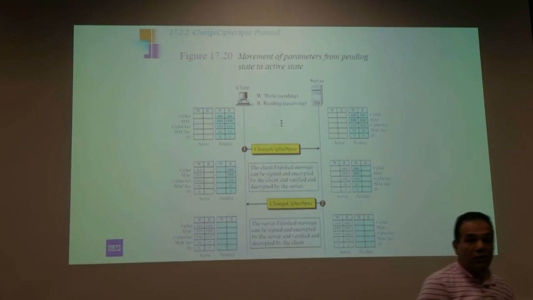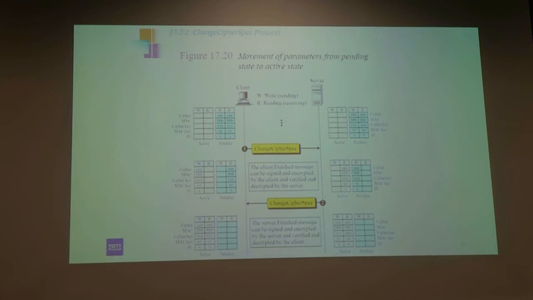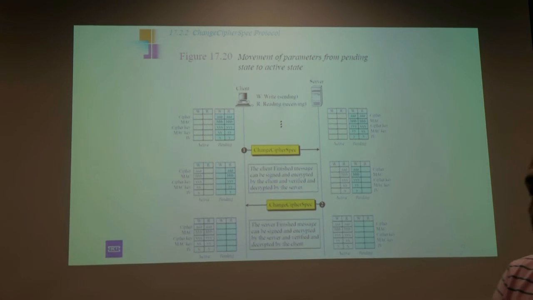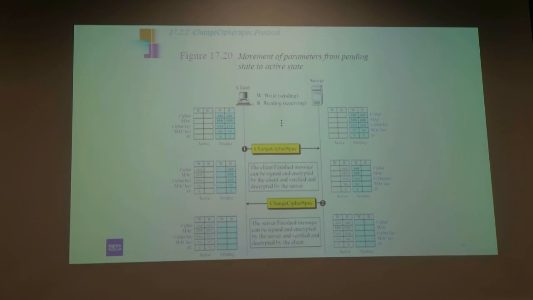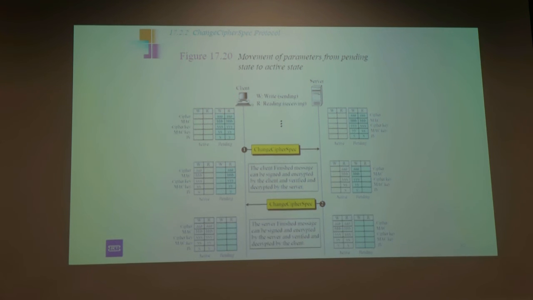Okay? So basically in short, what this step does is testing. In the previous protocol, the handshake, you exchanged the parameters, right? And after that, you are ready to exchange data. But before exchanging data, you have to test everything, by sending 2 test messages, one from the client to the server, and the other from the server to the client. Then we move from the pending state to the active state. It's simple.